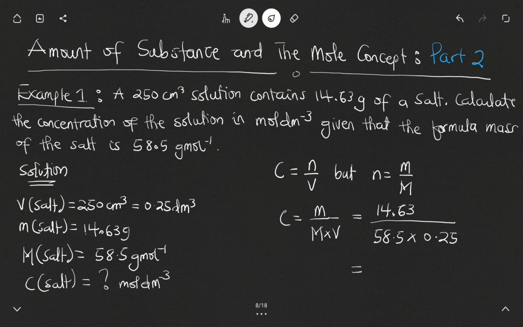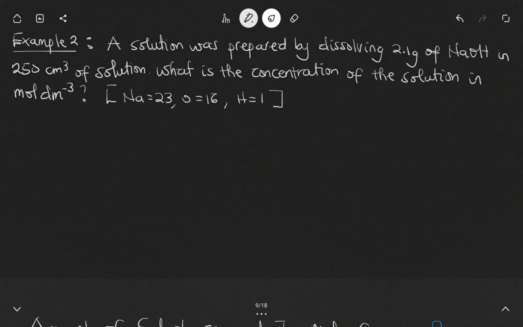So the final answer, if I multiply everything that I have over here: the numerator will be 14.63, the denominator will give me 14.625, and this is equal to 1.00 mole per dm³. So therefore the concentration of the salt is equal to 1 mole per dm³. Alright, let's go ahead and solve another problem.